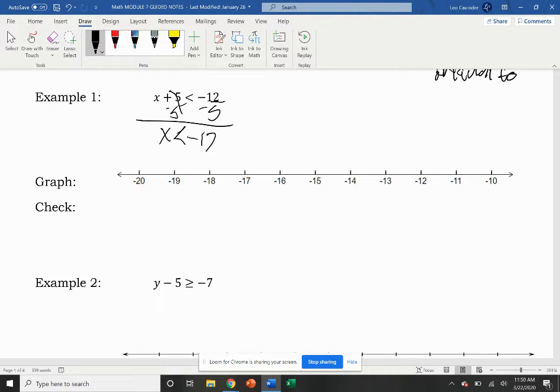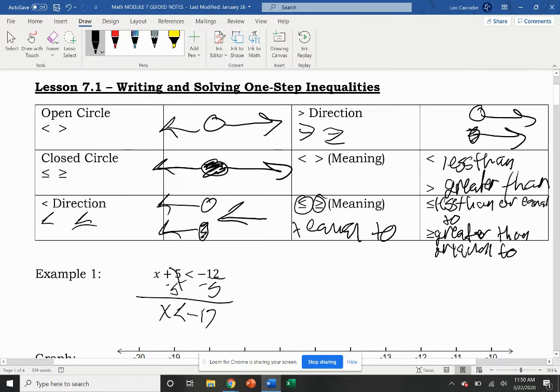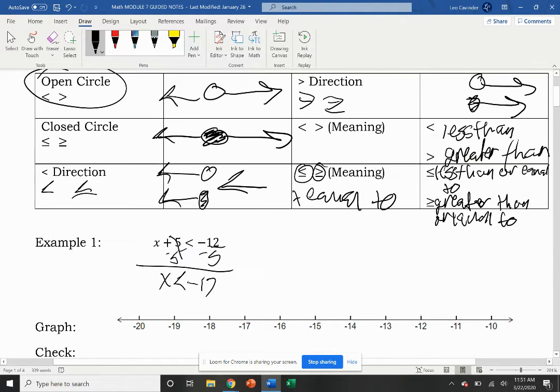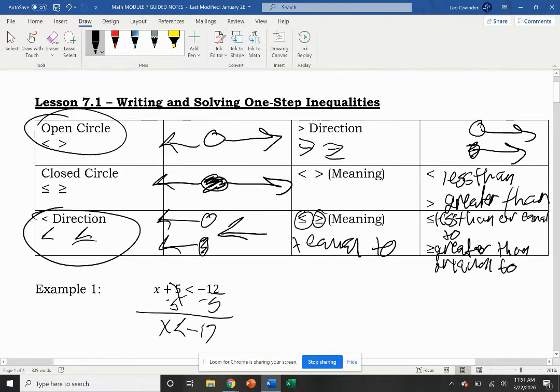Now we're just going to graph it. We need to look at a couple of things. Does it have a line underneath? In this example, it does not. So if we remember, it's going to be an open circle. What direction is it in? It's in this direction, so we know it's going to go in that direction.